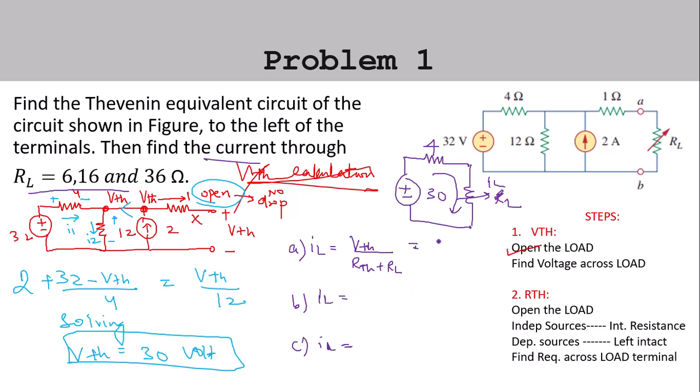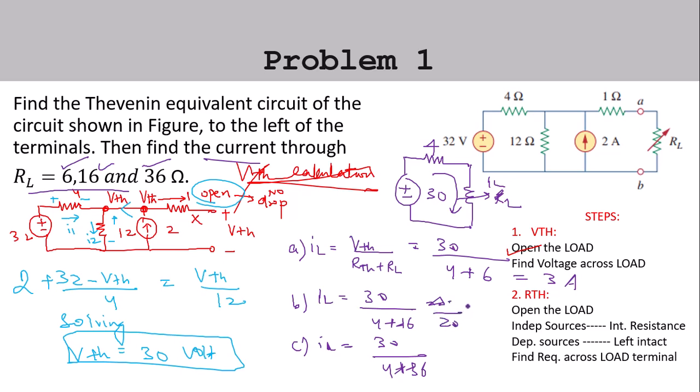Now see, VTH value is fixed, RTH value is fixed. What is changing is the RL value. For part A, the value is 6. For part B, the RL is 16. And for the third part, the value of RL is 36. So you can see students, the first value is 30 upon 10. So IL in part A is how much? It is 3 ampere. For part 2, it is 30 over 20, that is 1.5. And for the third part, it is 30 upon 40, that is 0.75.